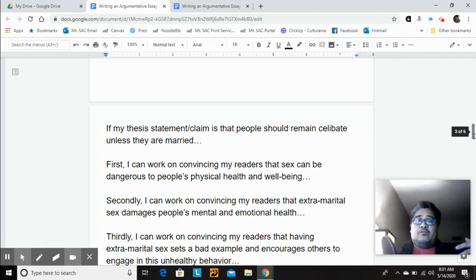And again, I need to provide explanation and evidence from credible sources, all while focusing on trying to convince readers of that second grounds. Can I get them, by the end of that paragraph, to agree with me that yes, extramarital sex damages people's mental and emotional health? Again, I'm not trying to get them to agree with my thesis statement or claim. I'm just trying to get them to agree with that idea. If they agree with that second idea and they agree with my first idea, they are much more likely to agree with my main idea, my thesis statement or claim.